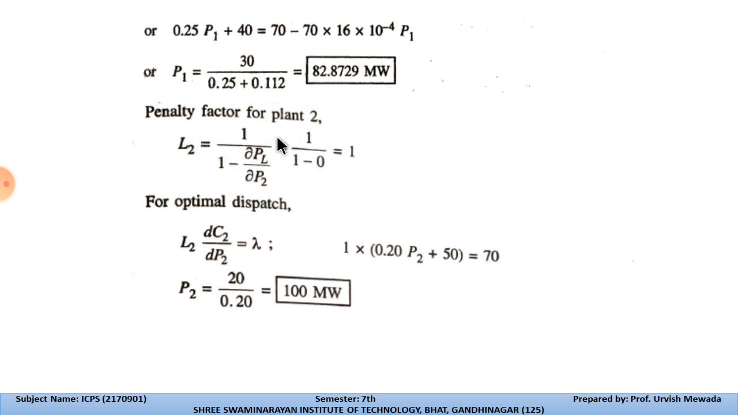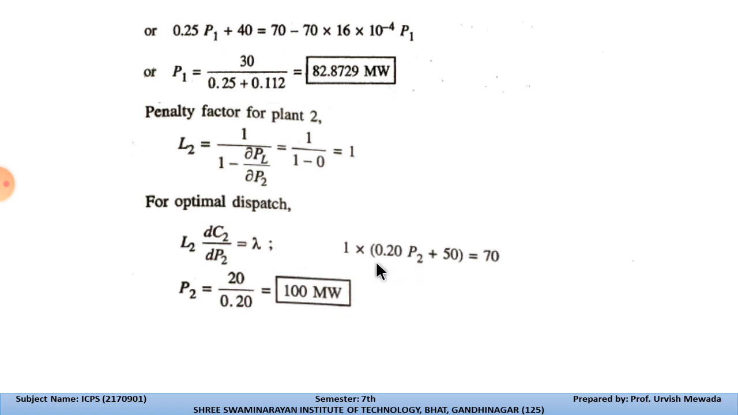Now the penalty factor for plant number 2. So L2 is equal to 1 upon 1 minus del PL by del P2. So 1 upon 1 minus 0 is equal to 1. So for optimal dispatch, L2 into dC2 by dP2 is equal to lambda. By putting all the values we can get the value of P2 is equal to 20 by 0.20, so it is 100 megawatt.